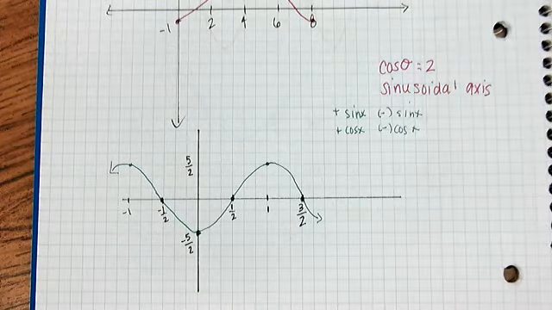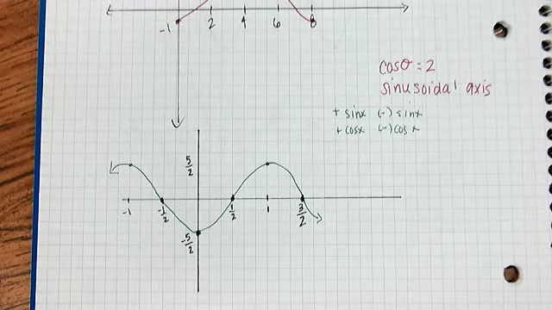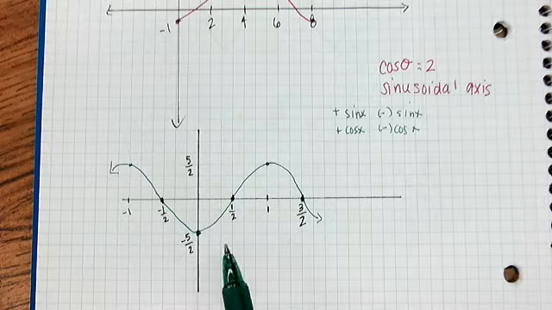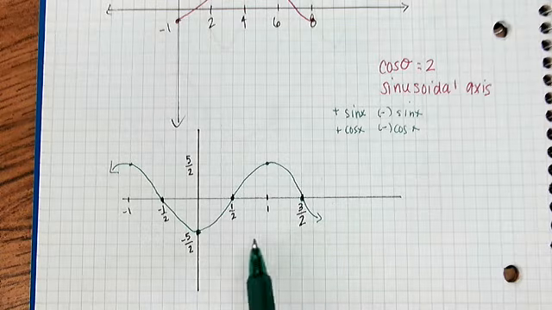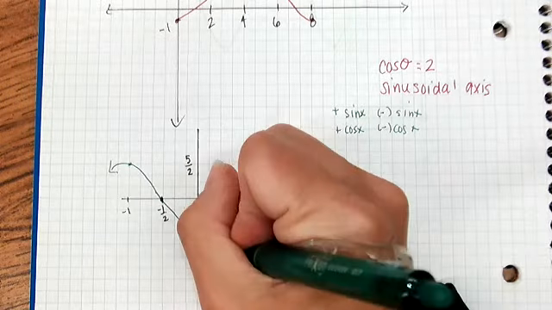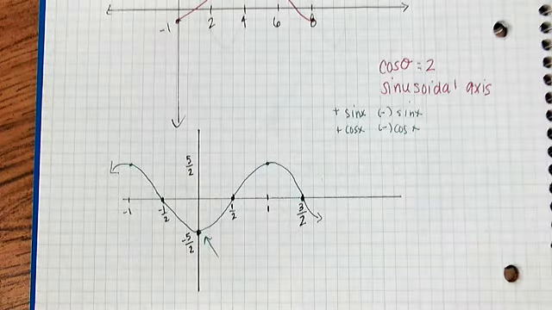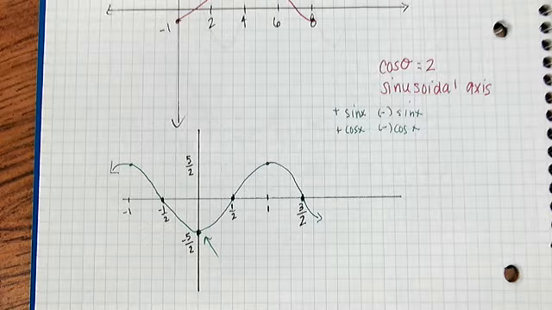How do you know which one's best? I always go based off of the y-intercept. Because if I can write the curve based off the y-intercept, I don't have to worry about any phase shifts. So the y-intercept for this particular curve is at the minimum. So which curve starts at the minimum?